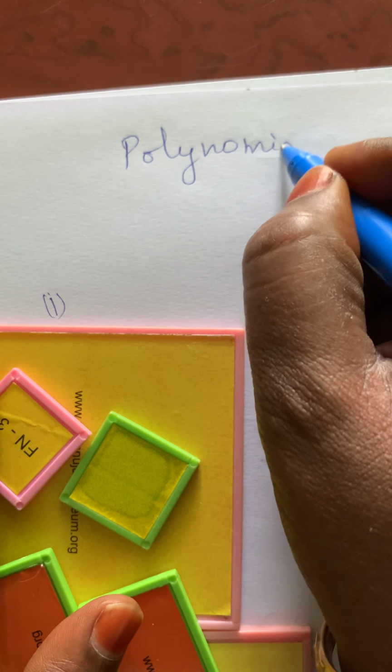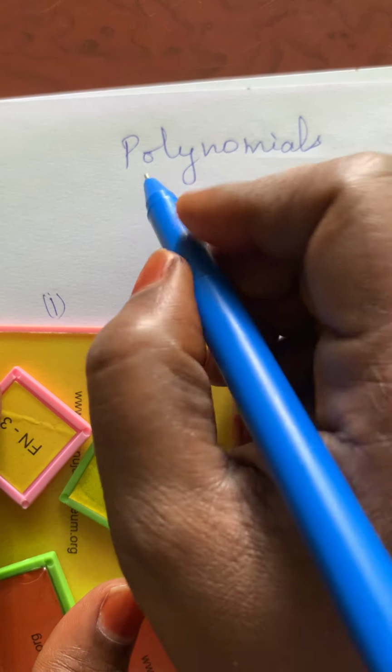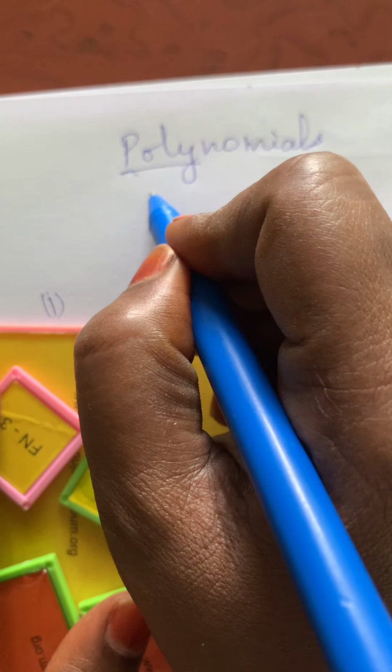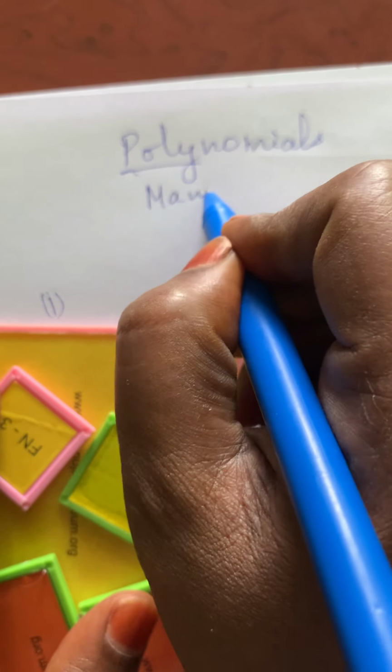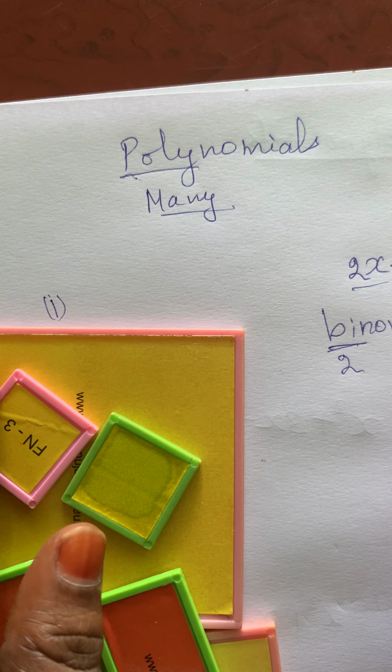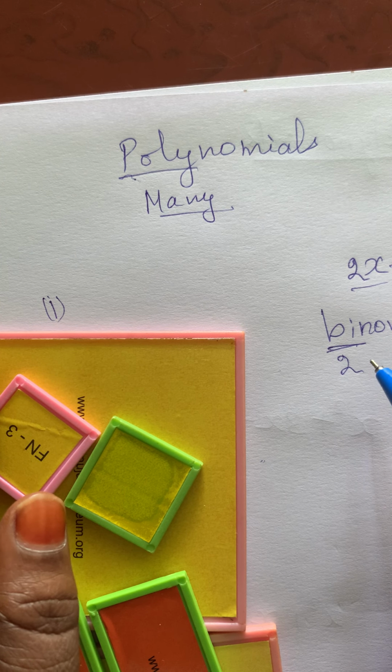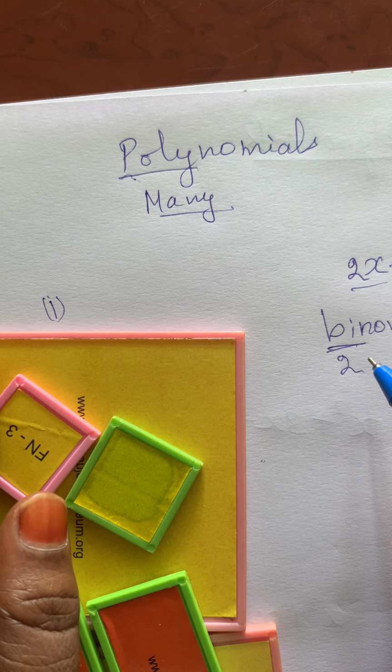Why did this name polynomials come? This is because poly means many. Poly means many. So we call this polynomials. Okay students, thank you.